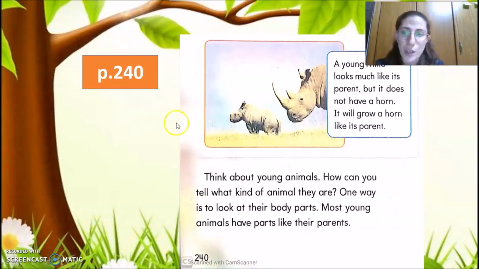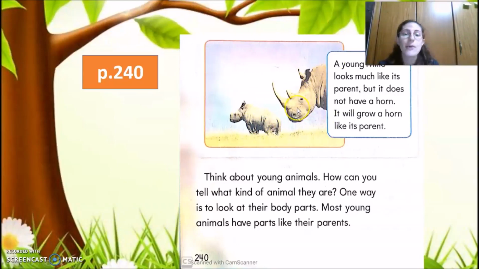What about the rhino? We're still on page 240. Let's take a minute to observe these two rhinos. Okay, how are they the same? How do I know that these two are rhinos? Take a minute to observe carefully the picture. Excellent! Both of them have the same parts but different sizes.